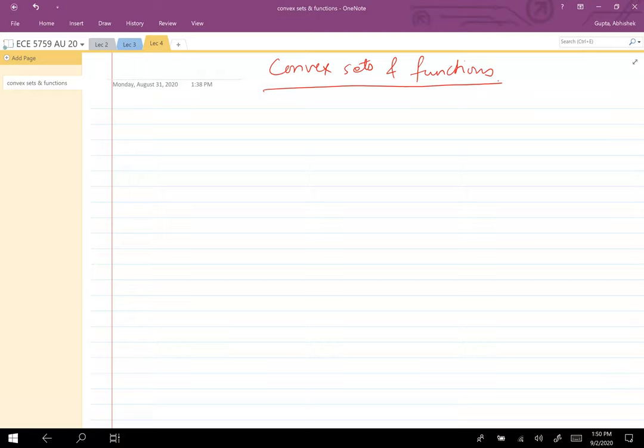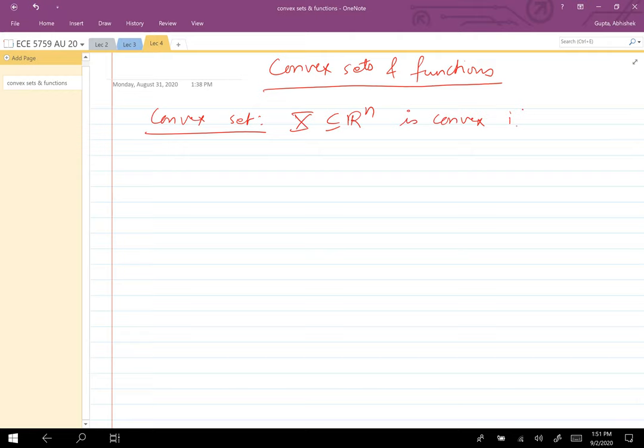So convexity is actually a very attractive property in the context of optimization and also in the context of some mathematical theories. So what is a convex set? We say X, a subset of Rn, is convex if and only if for every x1, x2 in capital X and alpha in the closed interval 0, 1, alpha x1 plus 1 minus alpha x2 also belongs to capital X.